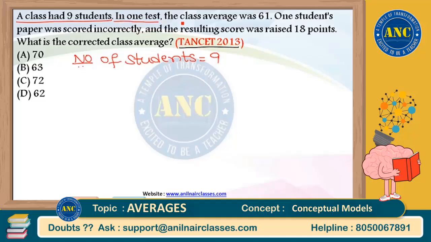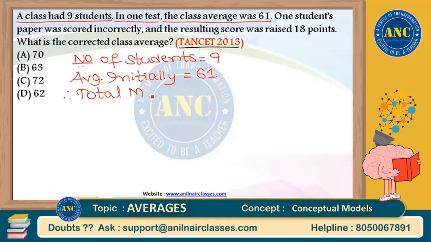In one of the tests, the class average was 61. That means the initial average is given as 61, and there are totally 9 students. So I can say the total marks is 9 into 61, which is 549, right? Read the next statement.